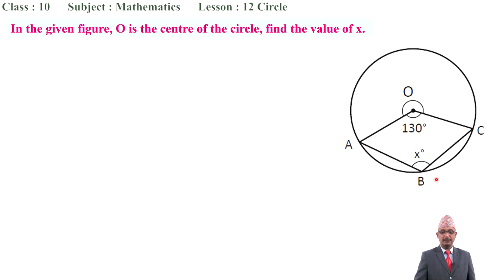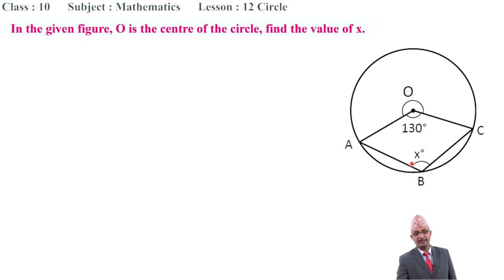Look here. In this figure also, O is the center of the circle. Then we have to find the value of x. We have already discussed in the previous class. Here also, the name of this upper angle AOC and lower angle AOC. This upper angle AOC is more than 180 degrees, so we call it reflex angle AOC, and the lower angle AOC is 130 degrees, which is less than 180 degrees, so we call it obtuse angle AOC. Now, how can we calculate the value of x?